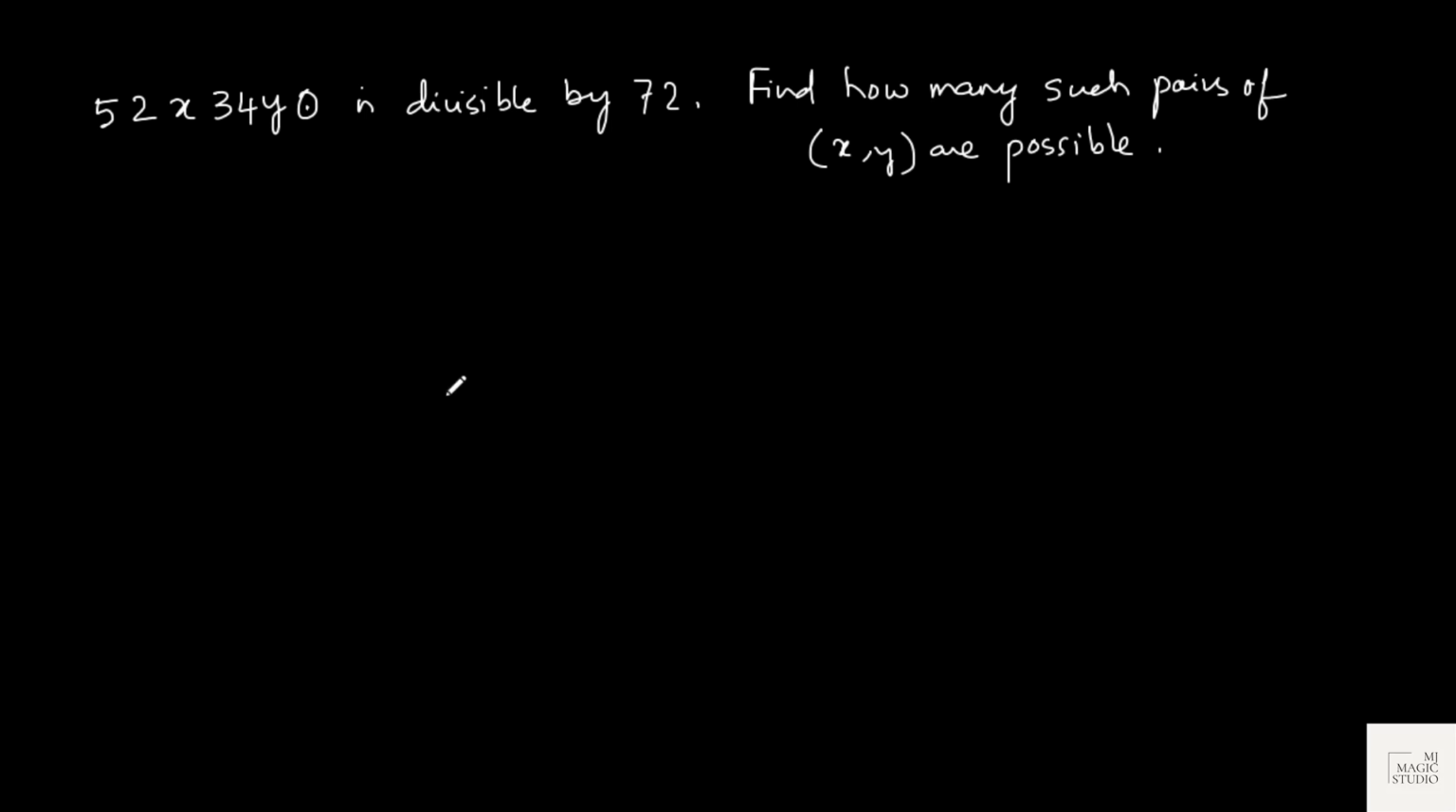So hopefully you must have solved this and you must be having the answer by now. Let's see what to do. A number is divisible by 72. 72 is a composite number. We need to find the co-prime divisors. So it is 8 into 9.